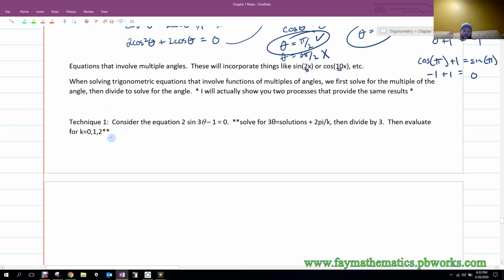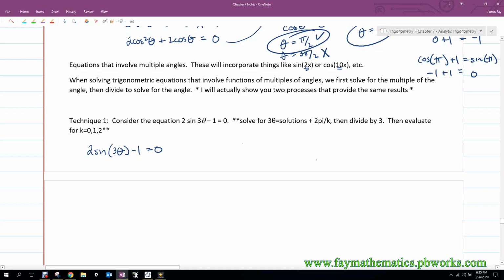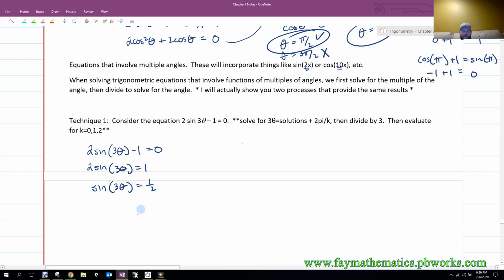We're going to take 2 sine of 3 theta minus 1 equals 0. So when solving this, we're going to just try to isolate the sine of 3 theta again. So add 1 to both sides. 2 sine 3 theta is equal to 1. Divide both sides by 2. So we get sine of 3 theta is equal to 1/2.